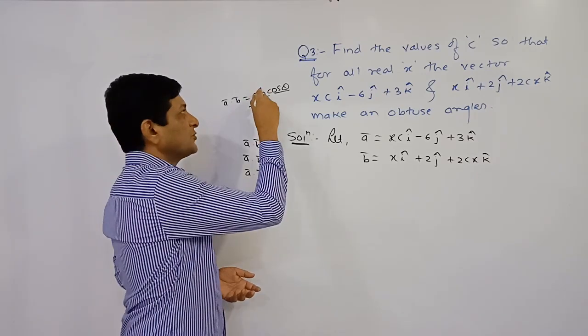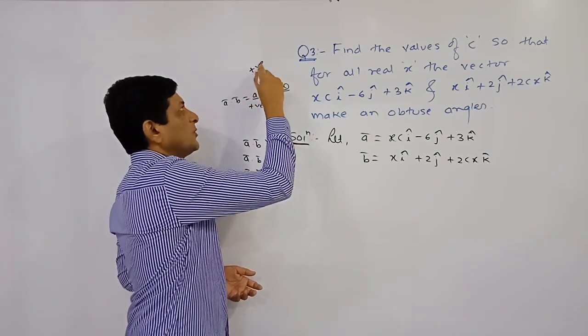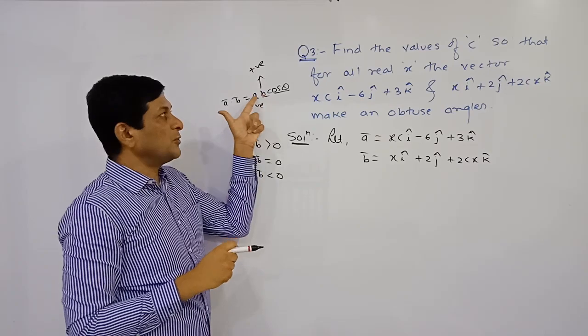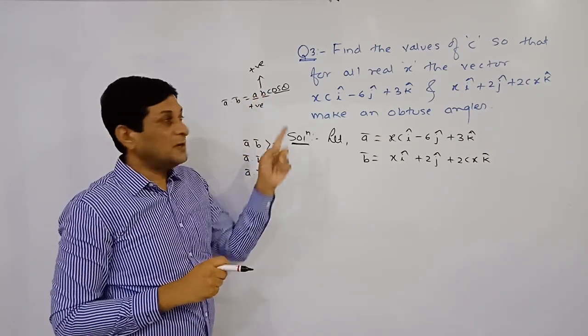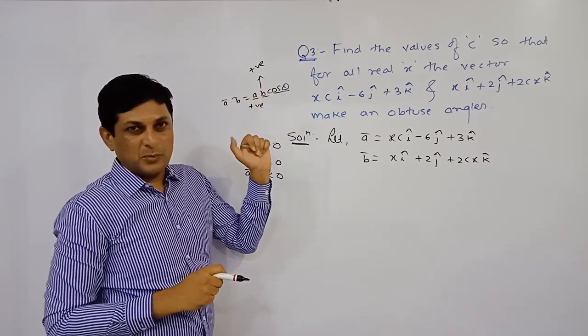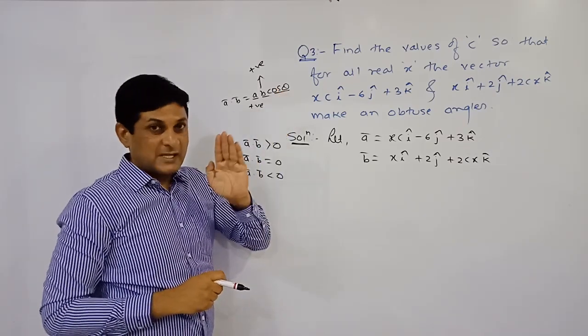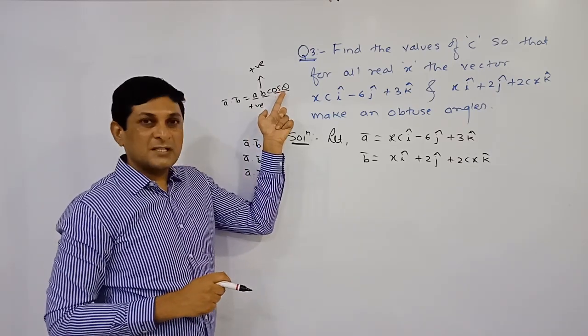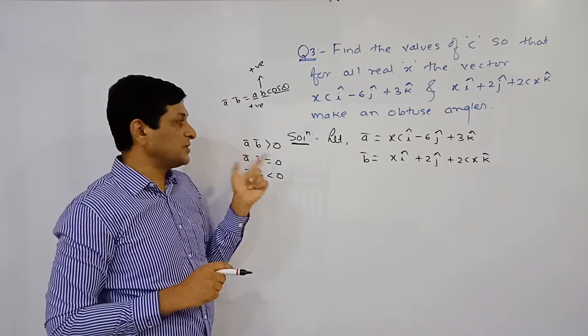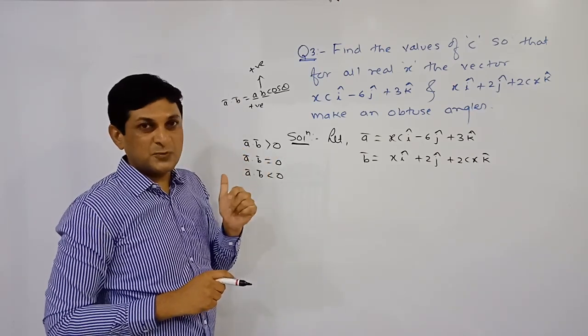Length cannot be negative, so we can say that the second number is also positive, and the product of two positive numbers is positive. Now let us discuss the third number. If theta is acute, meaning less than 90, then cos theta is also positive, and positive into positive is positive, meaning the dot product is positive.